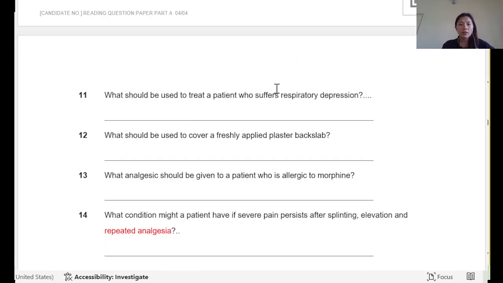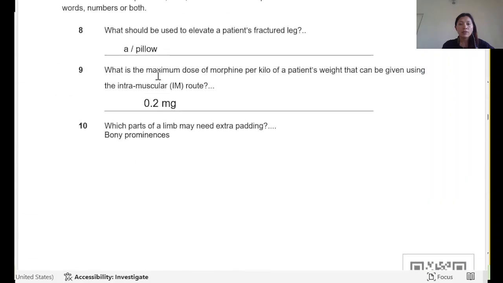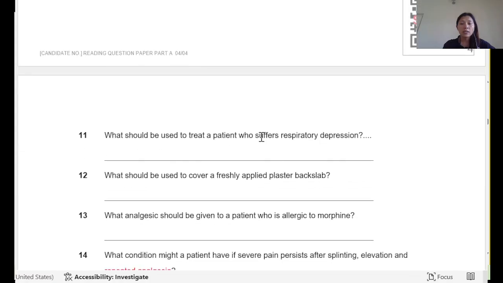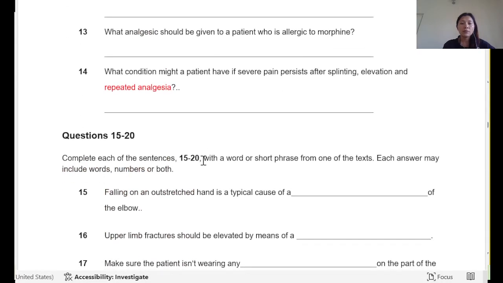And when it comes to dosage, if the maximum dose, like the maximum dose of morphine per kilo, is not mentioned, you need to write per kg here. If it is mentioned, no need to worry, but if it is not mentioned, you need to write. And sometimes it is already mentioned, like which part of a limb may need extra padding, bony prominences, that time no need to write again, or you will lose marks. Okay, so that much for reading part A.